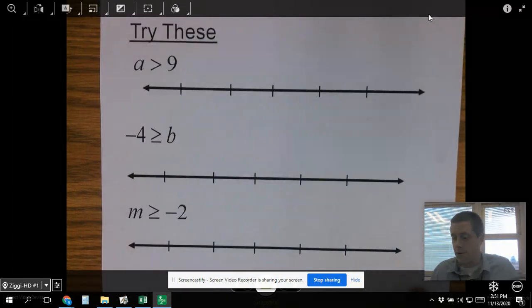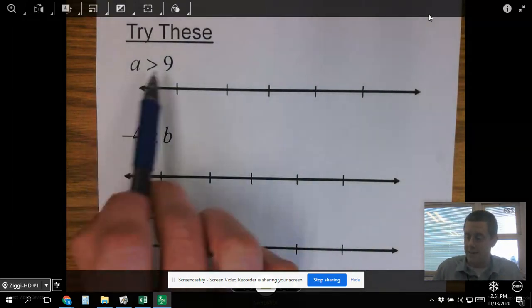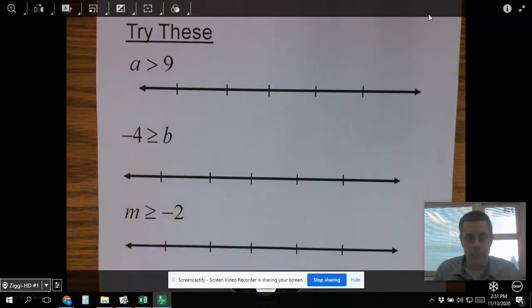All right, guys, on the screen you see 3 more inequalities. A is greater than 9, -4 is greater than or equal to b, and m is greater than or equal to -2. Go ahead, pause the video, graph these 3 inequalities, and then begin playing again to see how you did. All right, boys and girls, let's check your work and see how you did.